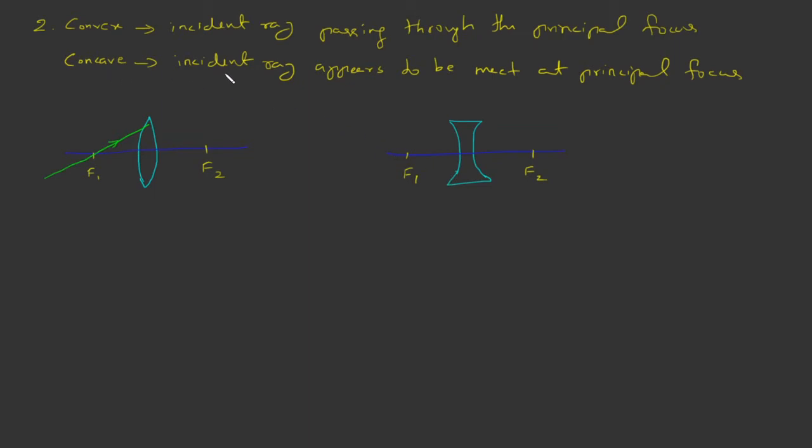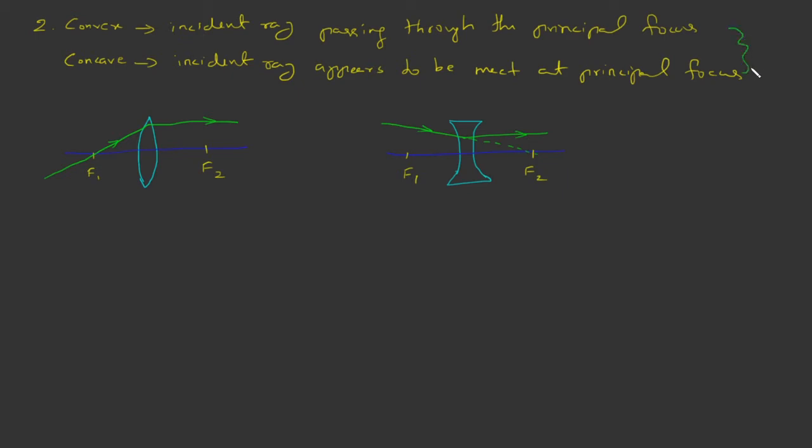But for a concave lens, the incident rays appear to meet at the principal focus. The ray is such that it appears to meet at the principal focus. So here the second ray is the incident ray passing through the principal focus for convex lens, and for concave lens the incident ray appears to meet at the principal focus. In both cases, after refraction, the ray emerges parallel to the principal axis.